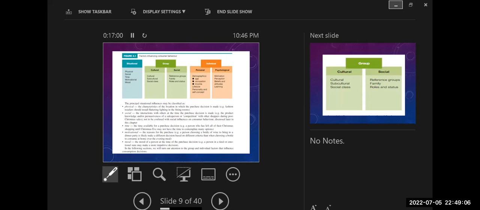So these are the five characteristics we have under the dimension of situational factors influencing consumer behavior. Next, we'll talk about the group and also the individual factors affecting consumer behavior.